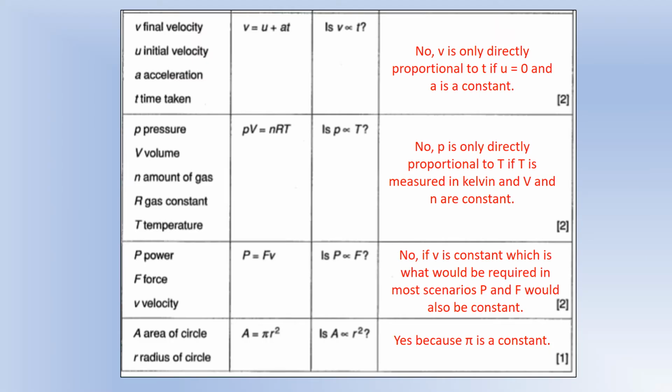So starting off with V equals U plus AT. Is V directly proportional to T? No, that equation shows what might be a linear kind of relationship, but it would be directly proportional if U was 0 and A was a constant.